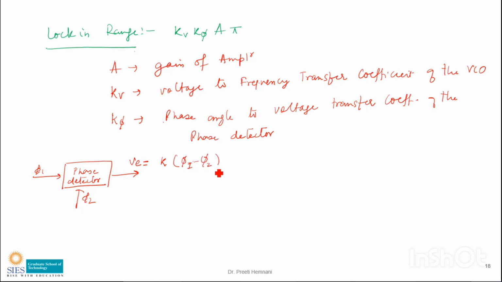All of you agree? What is the definition of a phase detector? It finds the comparison between the phase of the input and the second input, right? Now when I write VE, it will be K into phi 1 minus phi 2. Then what is this K? This K is called K phi. Why are we calling it K phi? Because K phi is the phase angle to voltage transfer coefficient.